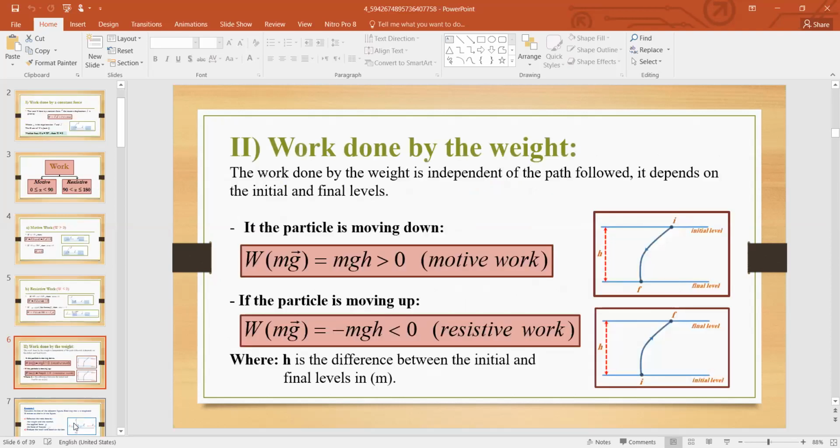Okay, now what is the work done by weight? Work done by weight may be positive, may be negative, and may be 0. If the weight is perpendicular to the displacement, then the work done by weight is 0. But what if the weight is not perpendicular to the displacement, like an object moving on an inclined plane?